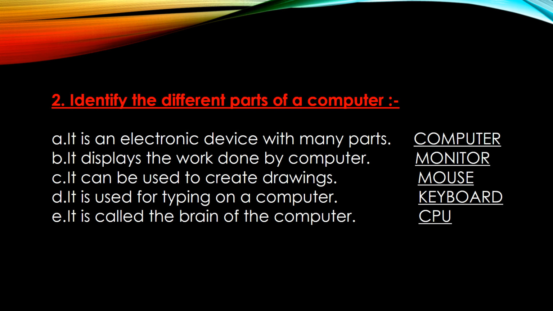D. It is used for typing on a computer. Which part is used for entering the data into the computer? We can enter the information into the computer using a keyboard. So the answer is keyboard. And last, it is called the brain of the computer. We all know which part is known as the brain of the computer. It is CPU, that is Central Processing Unit.